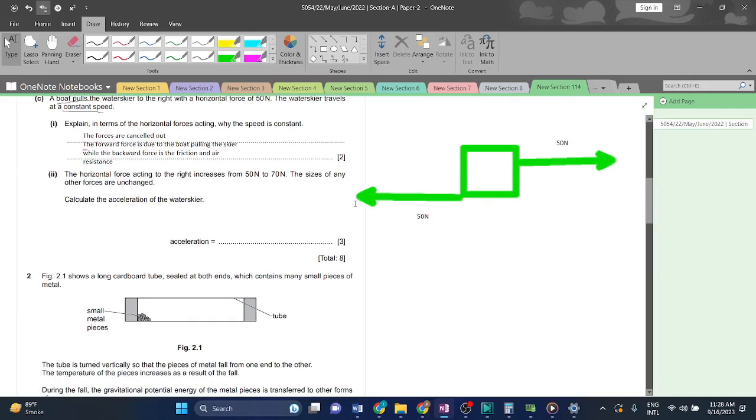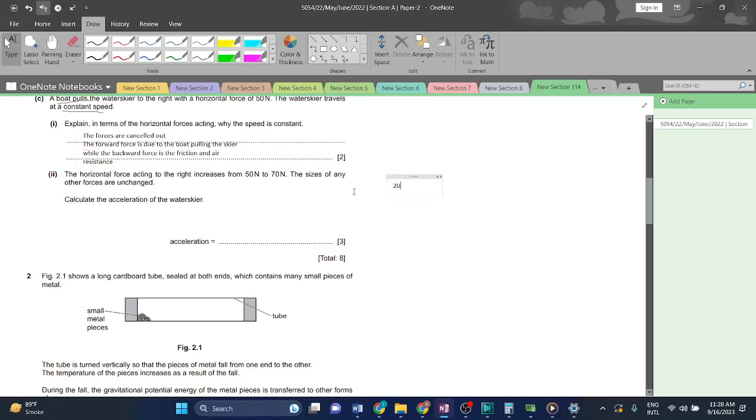Okay, next, question 2. The horizontal force acting on the right increases from 50 to 70. So the force is increasing and there is a resultant force of 20 newtons right now. The sizes of any forces are unchanged. Calculate the acceleration of the water skier. How? It will be calculated using the formula F equals ma.